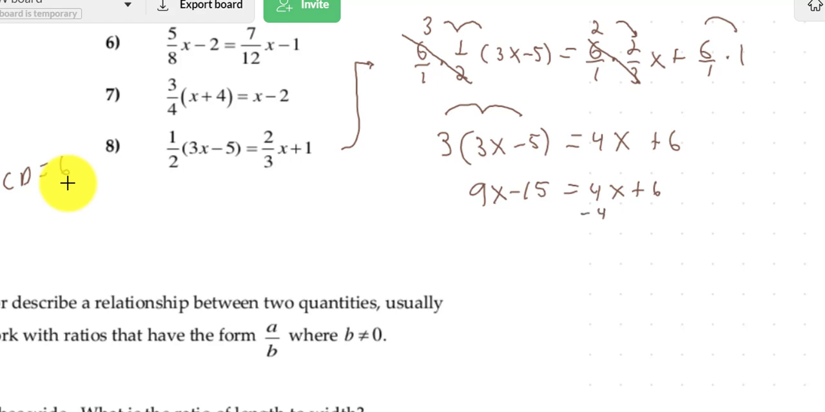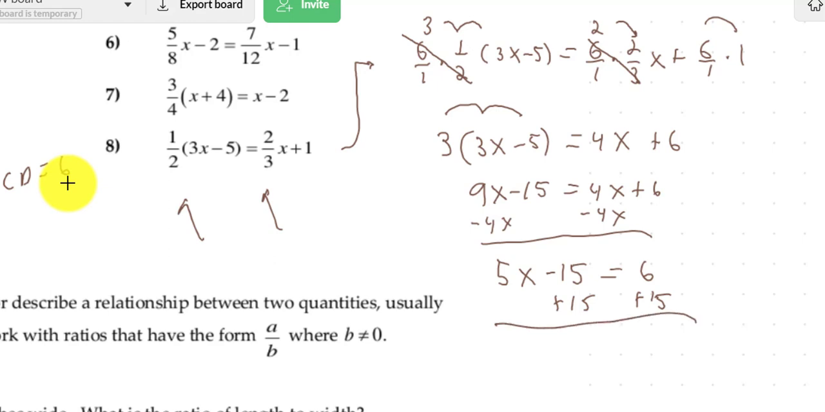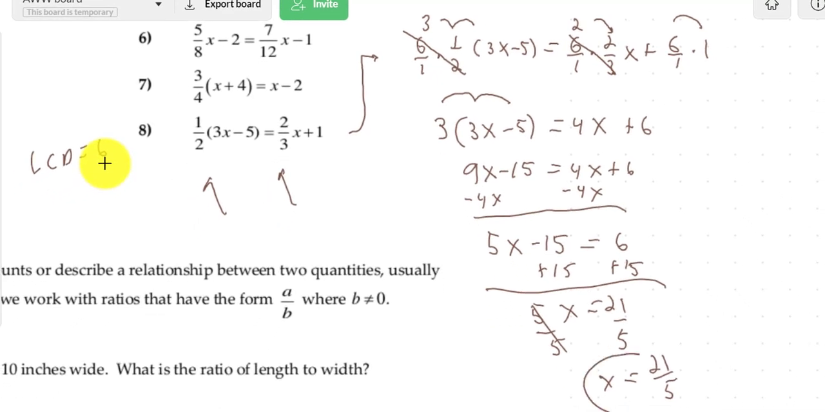And then I could subtract 4x from both sides. And you can see we're almost done. But notice how I got rid of these nasty fractions by multiplying by the LCD. All right, so we have 5x minus 15 equals 6. And then plus 15 to both sides. And I'll be left with 5x equals 21. Divide everything by 5. And you get x equals 21 over 5. Okay? It's not pretty, but that's our answer.